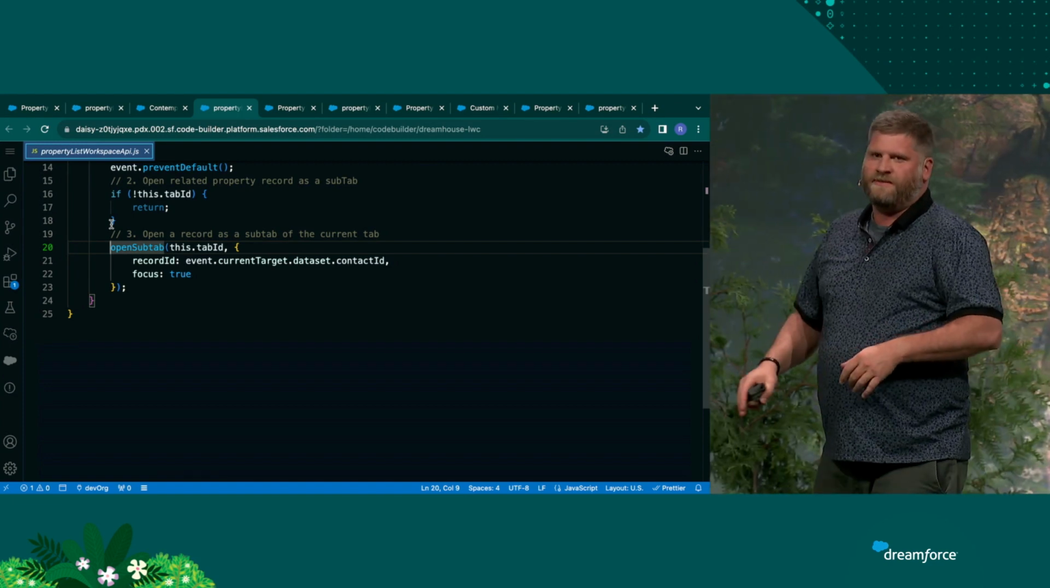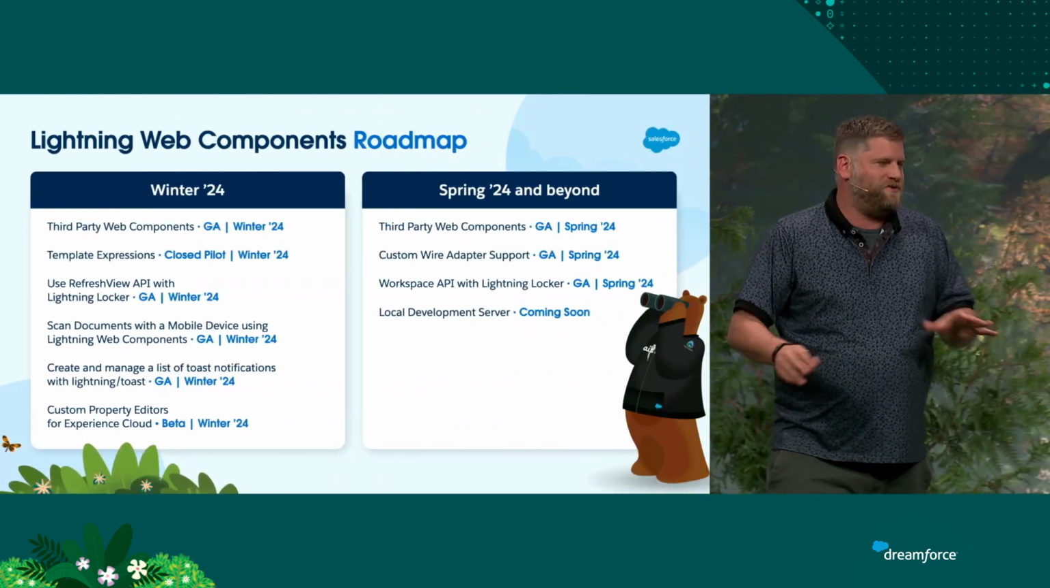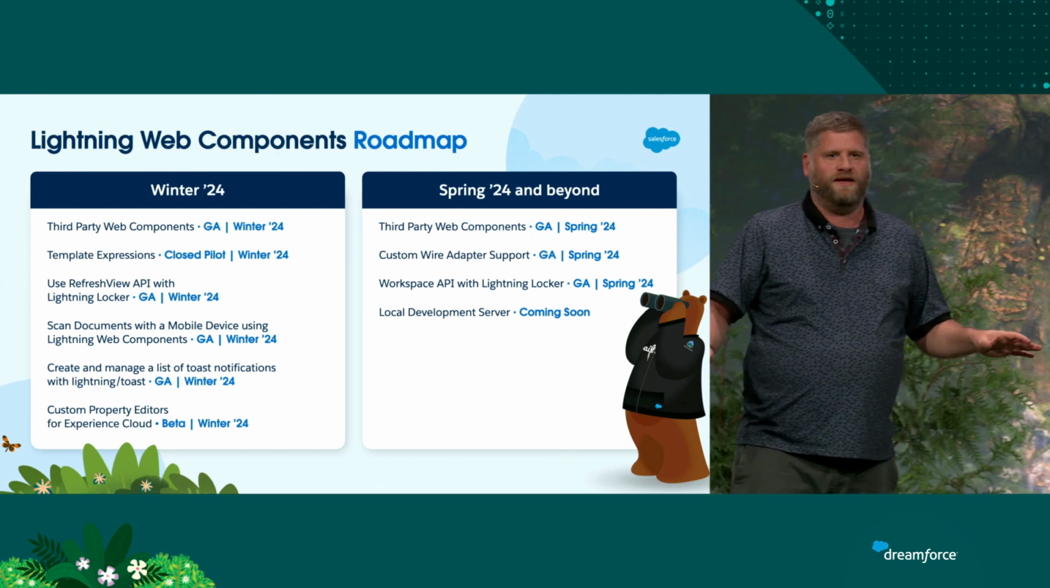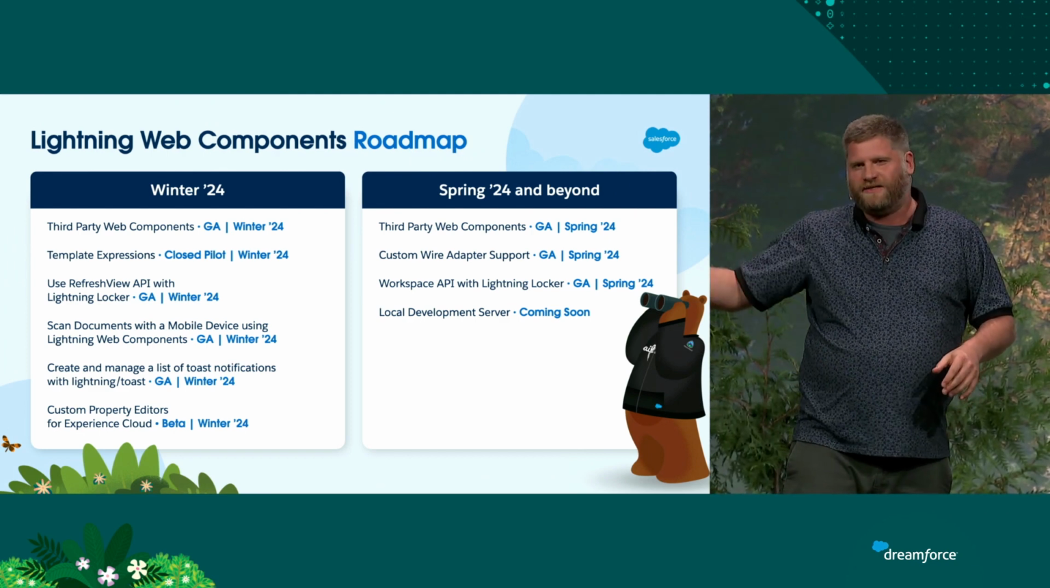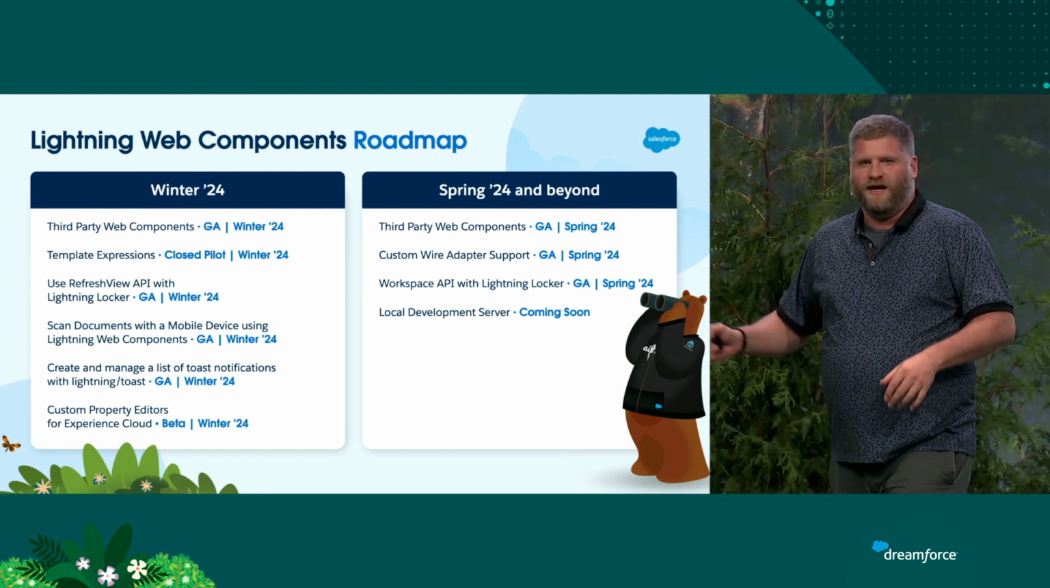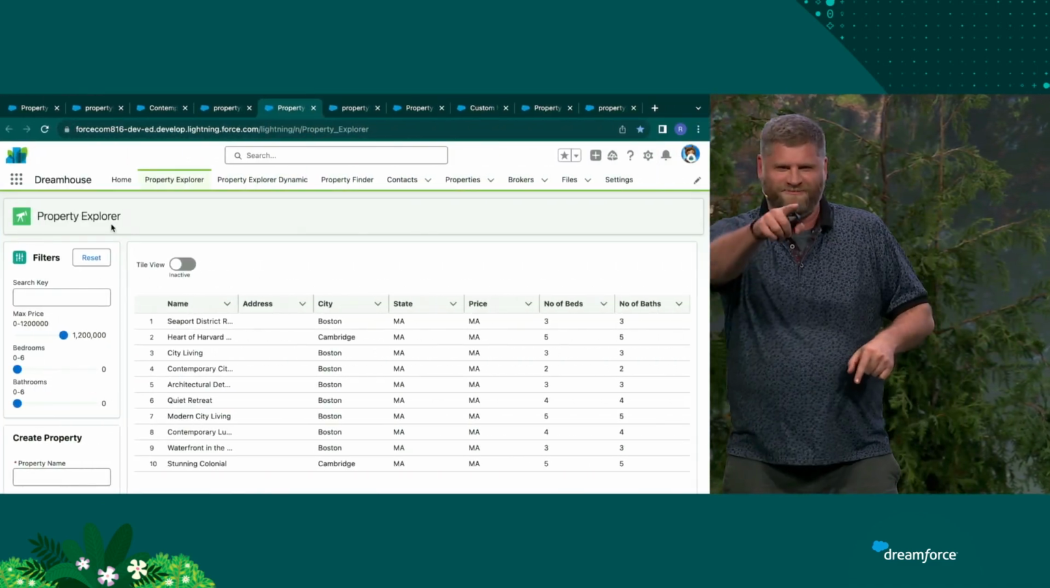Last but not least, definitely not least, the most requested feature by far is dynamic components. So let's go back to the Dreamhouse app one more time. I'm actually seeing nods, which is great. Love it. Yes, thank you.